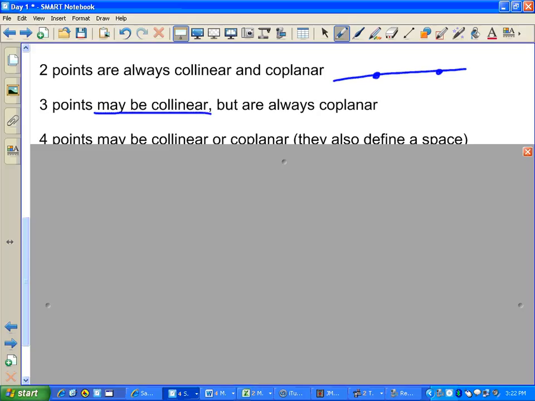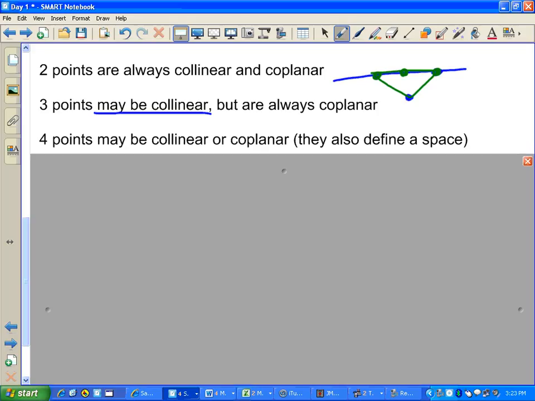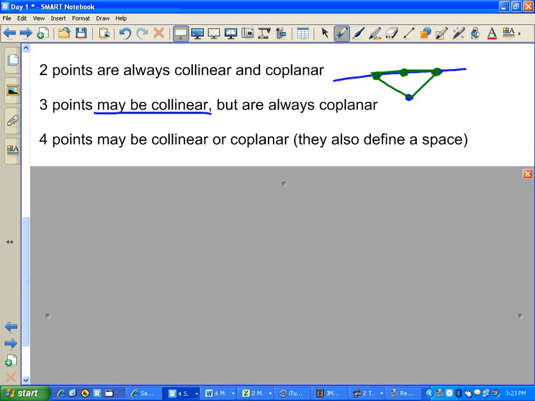3 points might be collinear. Here's another point in addition to my 2 that is not on the same line, so in that case, they're not collinear. However, they could be. I could put a 3rd point up here, so they could be collinear, but not always. They are always coplanar because these 3 points here would form a plane. These 3 points, the collinear ones, are still coplanar. They're on a line, and of course the line is always coplanar. 4 points may be collinear, they may be coplanar, but not always.